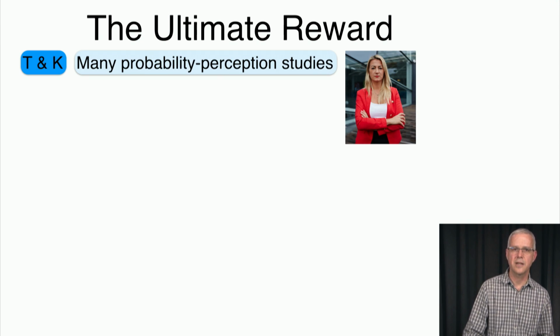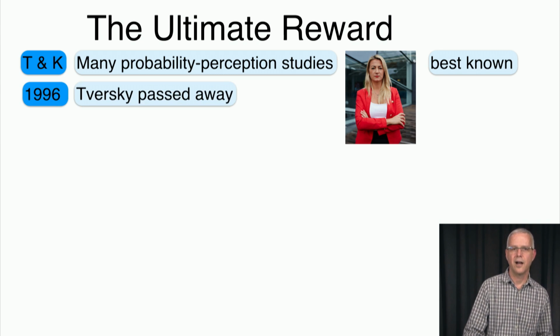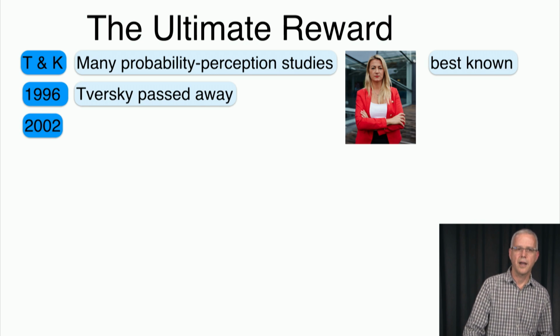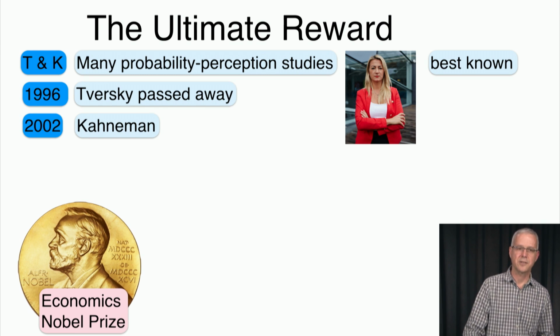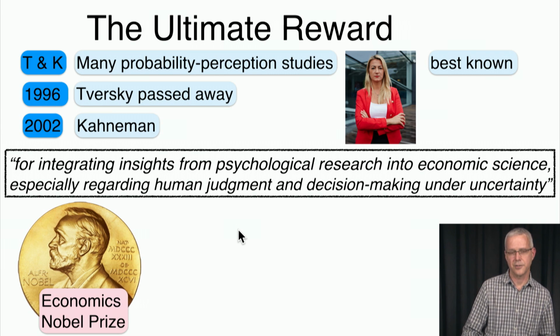So what they did was they looked at many probability perception studies. They studied a whole bunch of them, but of all of them, the Linda problem is the best known. In 1996, unfortunately, Tversky passed away. And then in 2002, Kahneman won the Economics Nobel Prize. The citation said, for integrating insights from psychological research into economic science, especially regarding human judgment and decision-making under uncertainty.